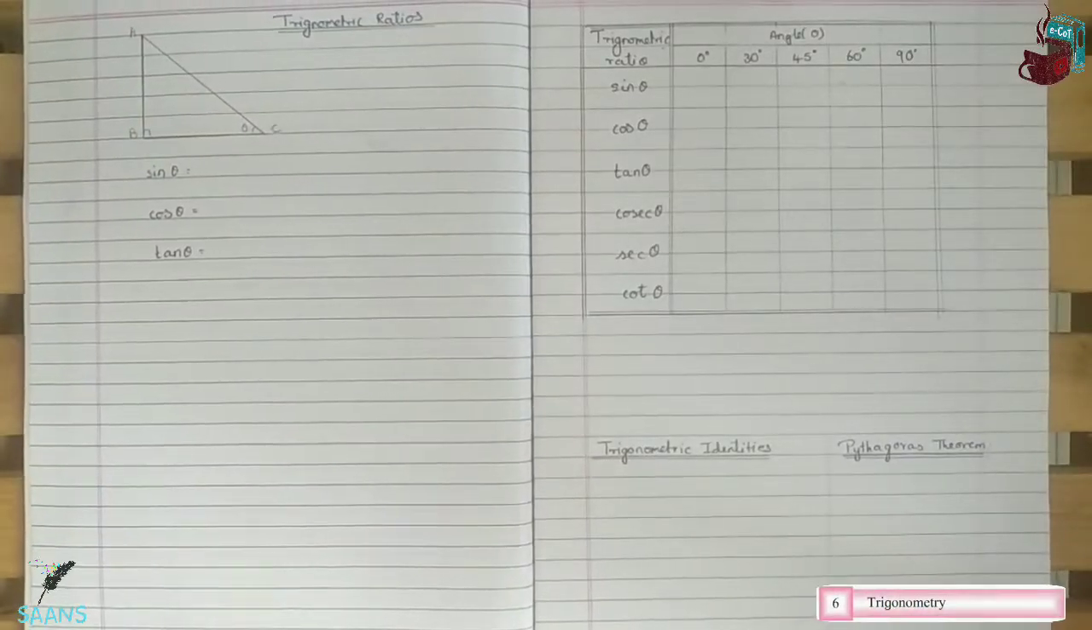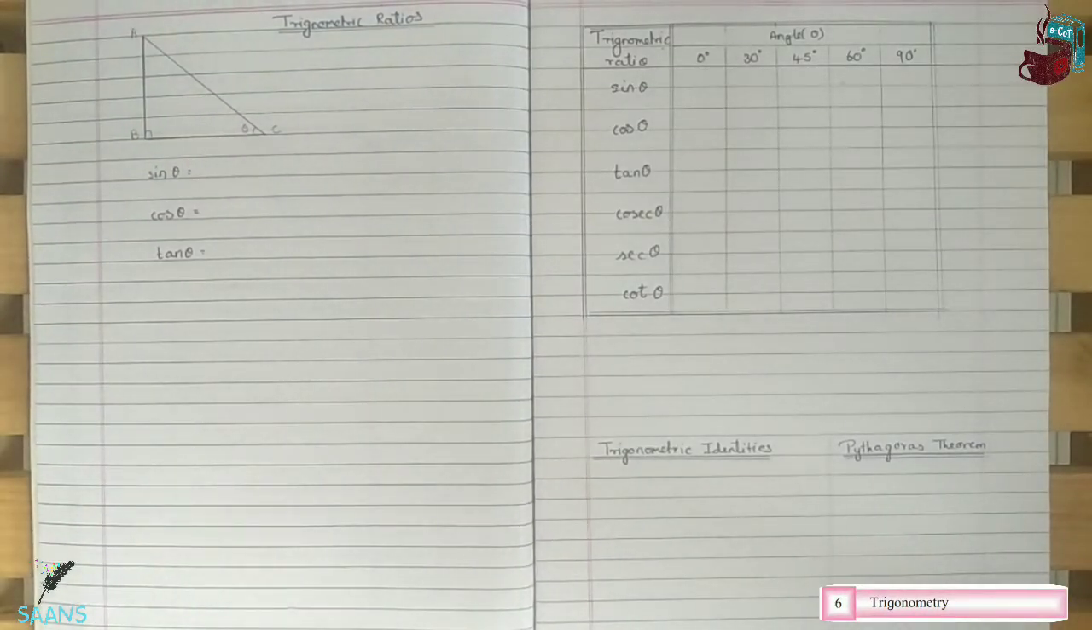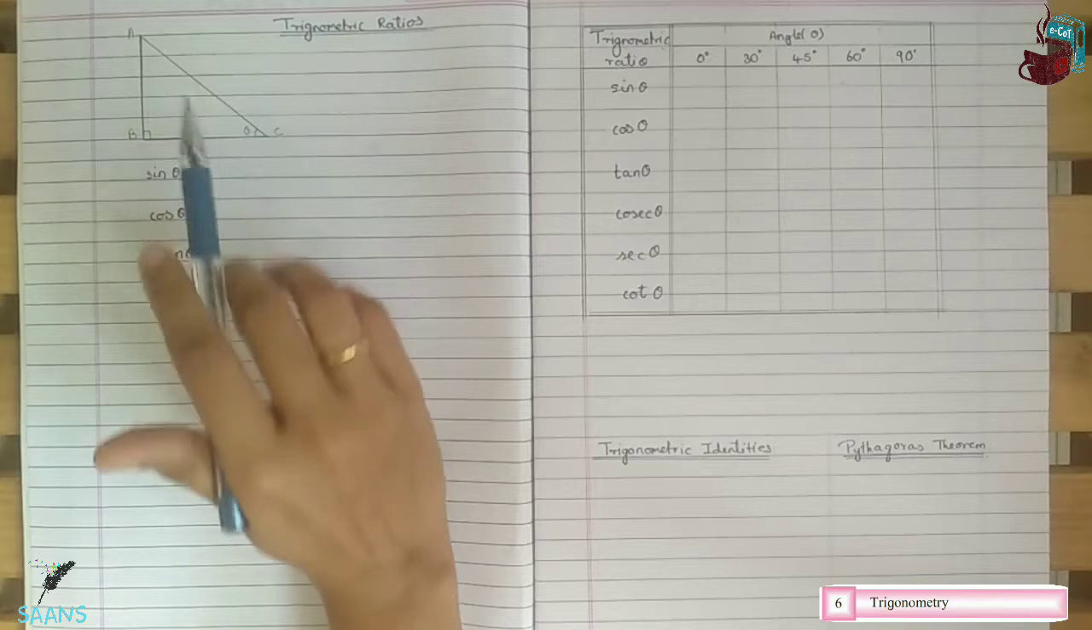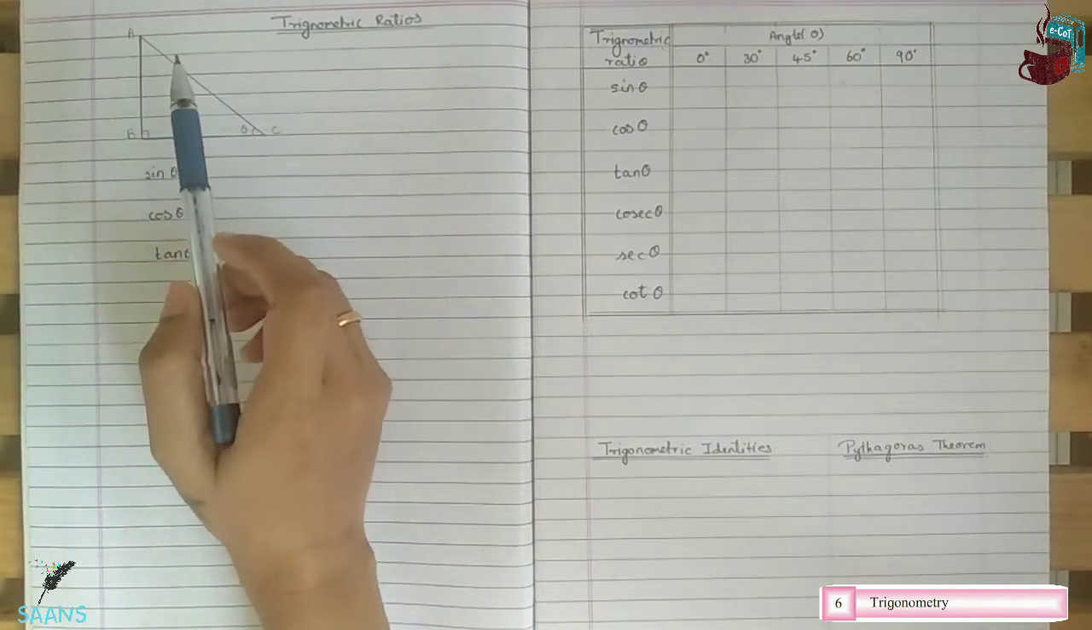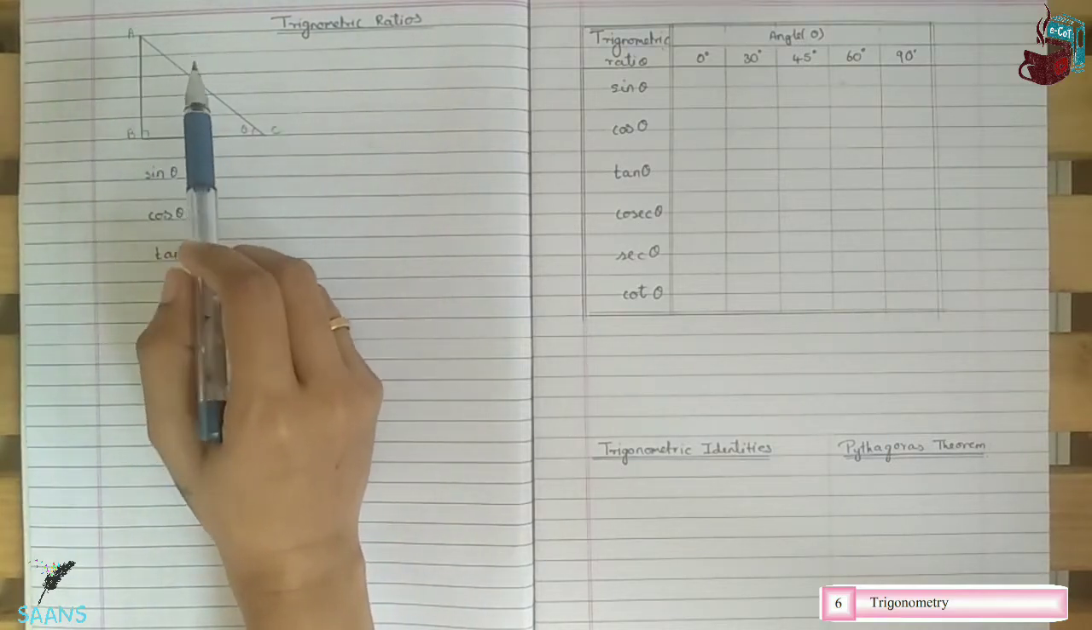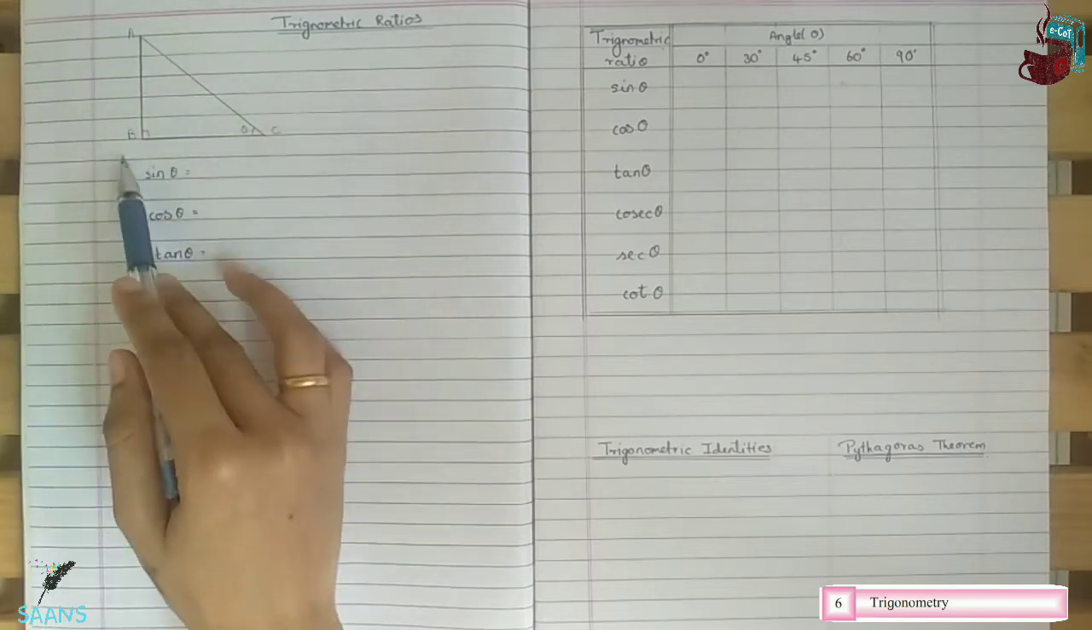Trigonometry. Before that, we'll just see a few concepts. So this is revision for you all. We'll see trigonometric ratios. Trigonometric ratios are applicable to a right angle triangle. So this is triangle ABC.